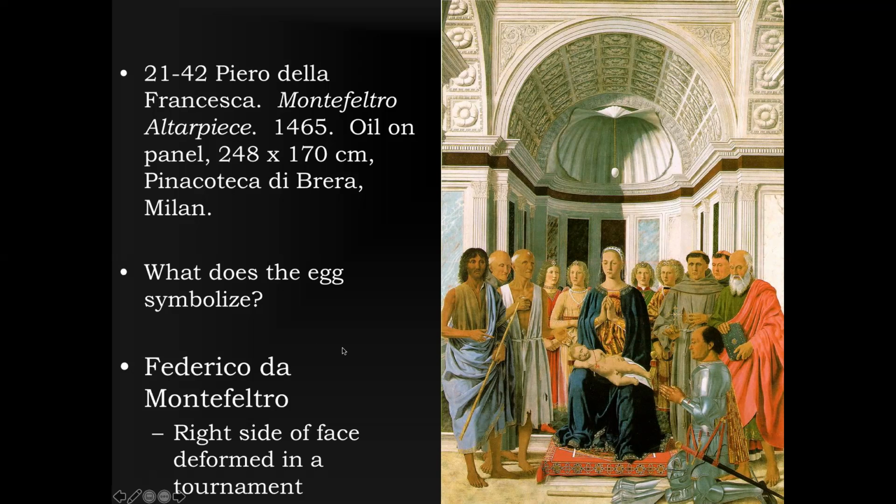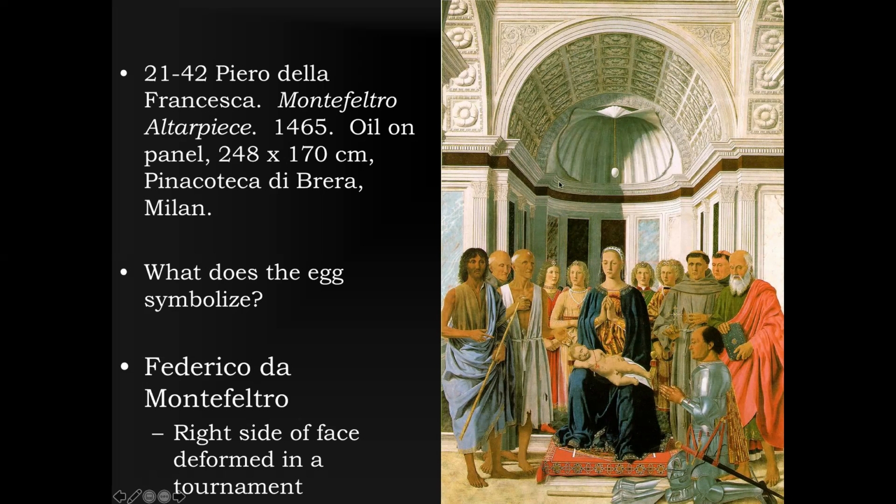So the right side of his face was deformed in a tournament. So he's always shown from the left side. And if they ever have him pointing in the other direction, they just use drawings of the left side of his face and put it on the right side. So he's being shown here basically to show he paid for it, but also trying to look humble here and praying to Christ like everybody else.